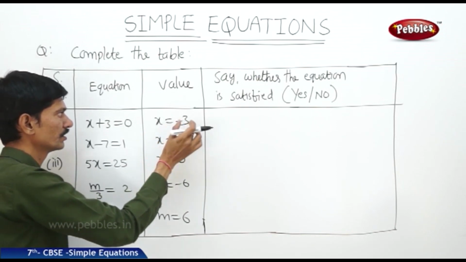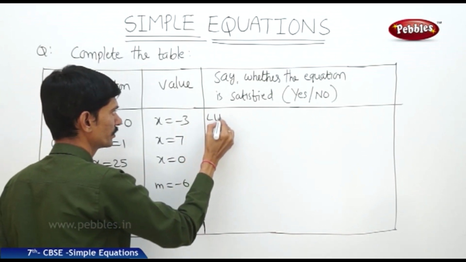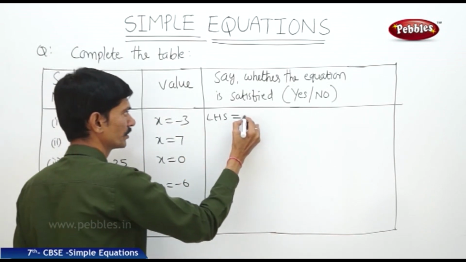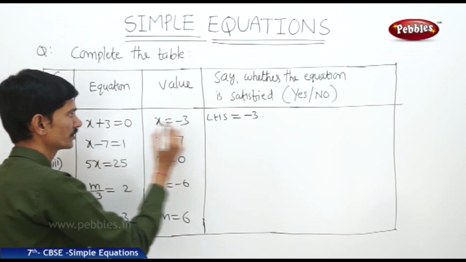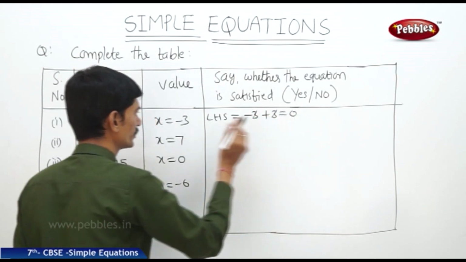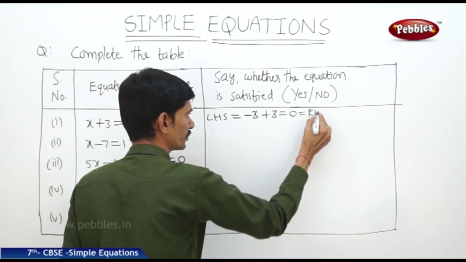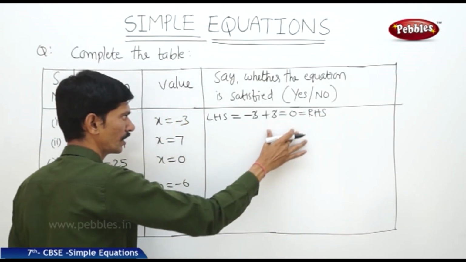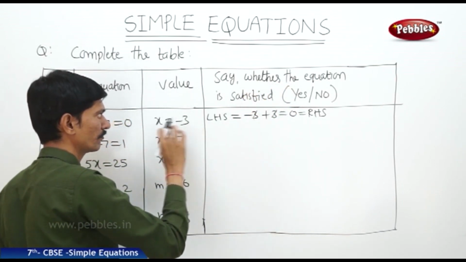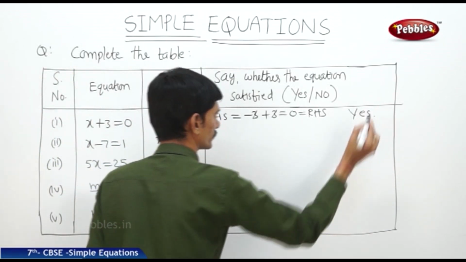Now the first equation, x plus 3 equals 0, and here it is given that x equals minus 3. Now by substituting x value minus 3, we get LHS equals minus 3 plus 3, which is 0, and that is the RHS. So here LHS equals RHS. So we can write that the equation is satisfied for the value x equals minus 3. So we can write yes.